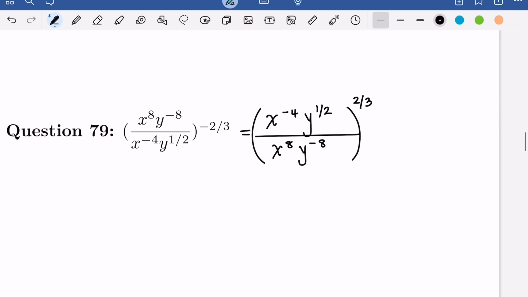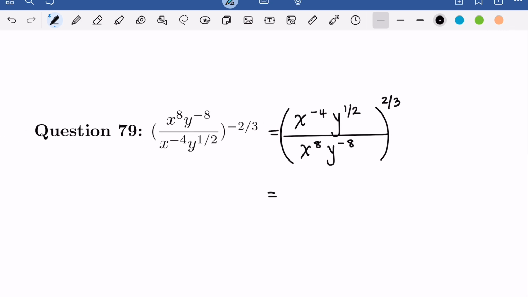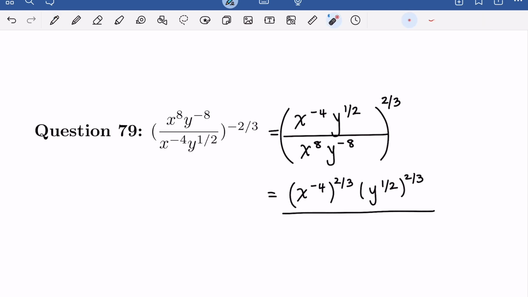So now from here, let's apply some exponent rules. We know that if we're taking this guy raised to 2/3 here, this 2/3 is going to be applied to both of these exponential expressions here. So we're going to have x to the negative 4th raised to the 2/3 power times y to the 1/2 raised to the 2/3 power, and that'll be in the numerator. And in the denominator, we're going to have the same thing, this 2/3 applying to both of these guys here. So we're going to have x to the 8th power raised to the 2/3 times y to the negative 8 raised to the 2/3 power.